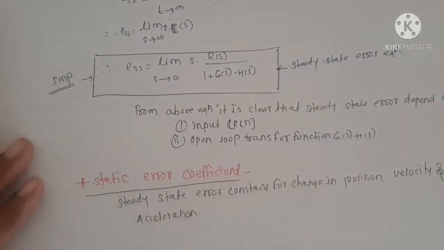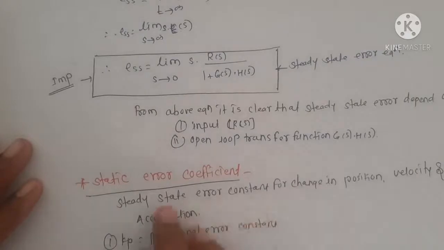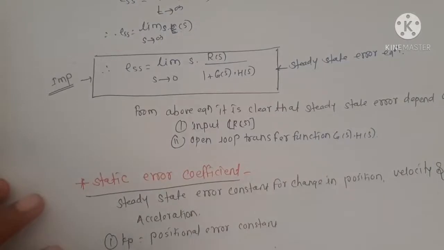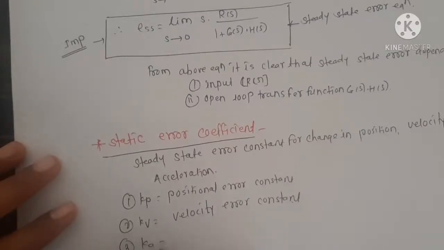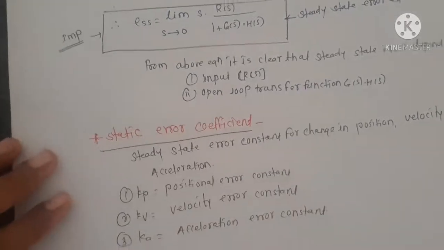So there are three types of static error coefficient: Kp, the positional error constant; next is Kv, the velocity error constant; and the third one is Ka, the acceleration error constant. Next we will see the expression for these.